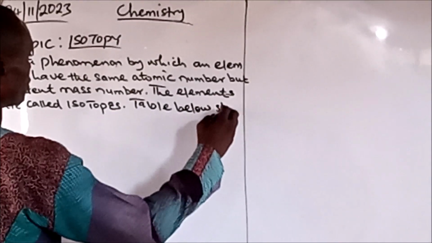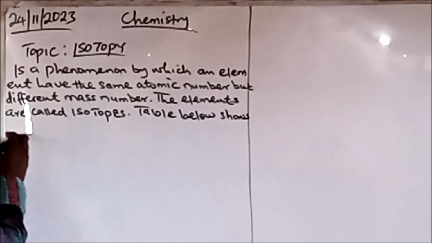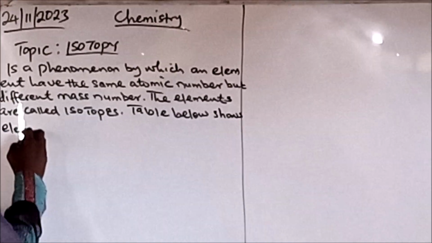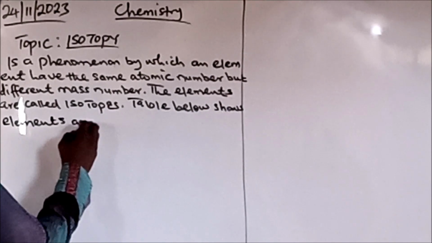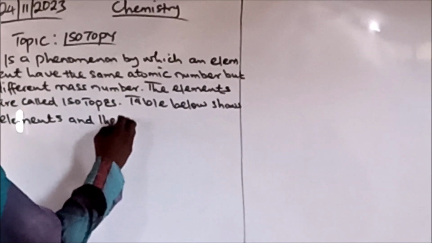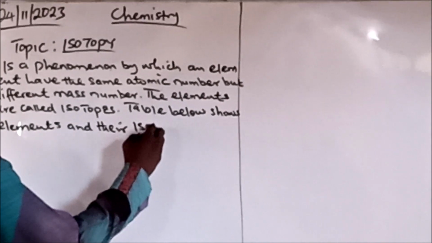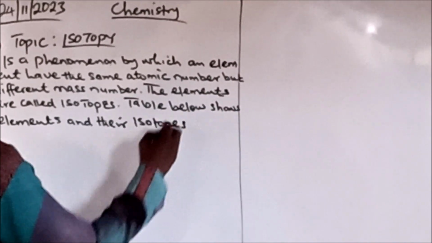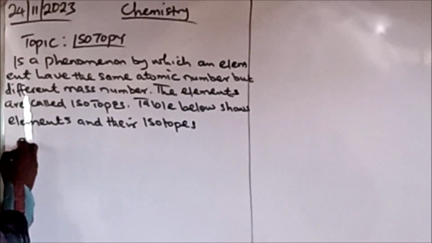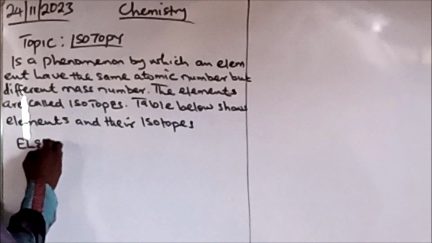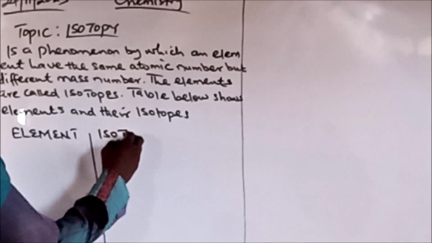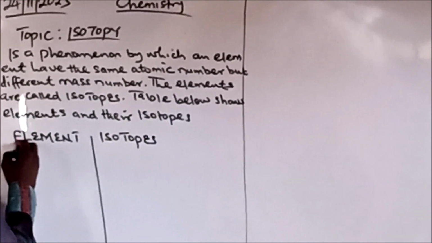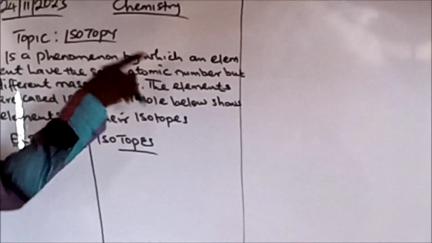The table below shows elements and their isotopes. So here we have elements, isotopes, elements and their isotopes. Let's start with hydrogen.